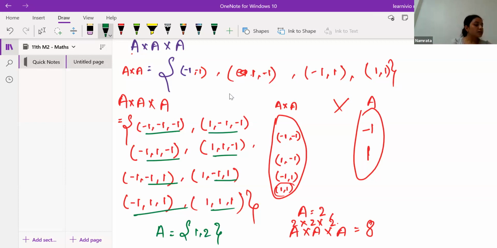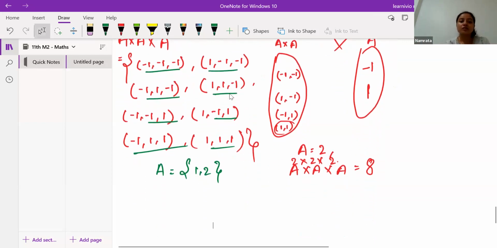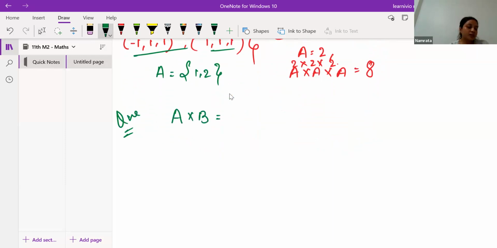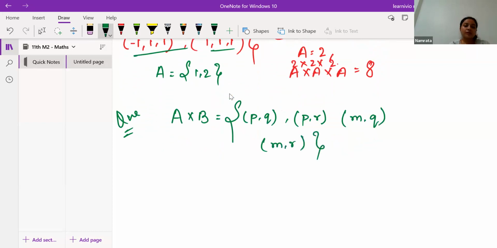A cross A has, okay, let's do one more question, a different one. Question can be, if A cross B is having ordered pairs PQ, PR, MQ, MR, then find A and B. Can we find set A and set B if the Cartesian product is given?